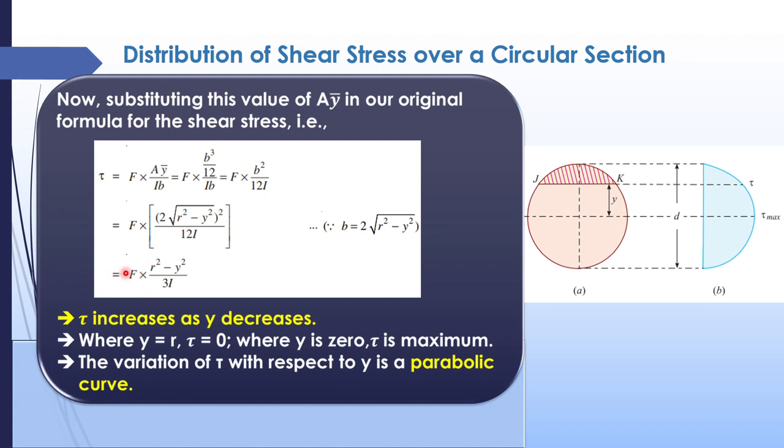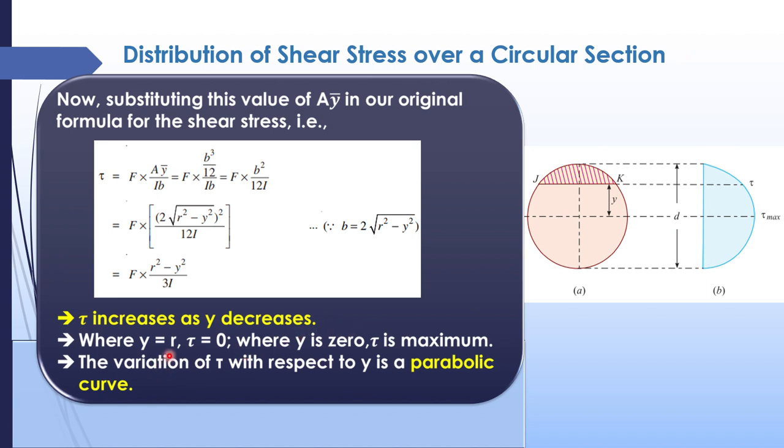So that means tau increases as y decreases. From this equation it is clear that as tau increases, y will decrease. Now you have to find the shear stress distribution. So when y is equal to r, tau is equal to 0. y is equal to r means at this point tau is equal to 0. At the downward portion also, we are always considering the half portion. For the other half it will be the same. So at y is equal to 0 it will be 0. At this point also it will be 0.